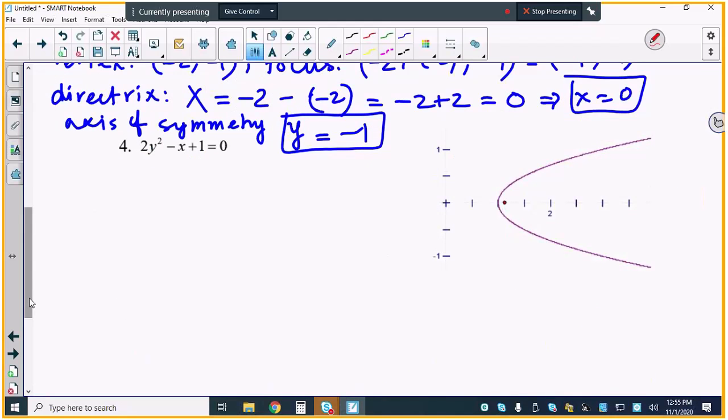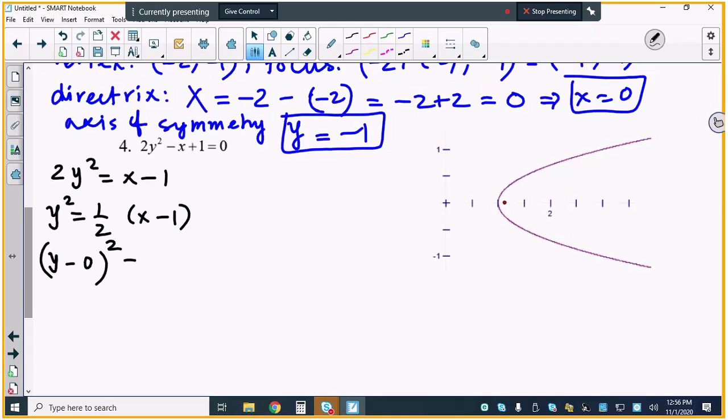The next one is a little easier, but again, y is squared. So as soon as I see that, I will first write it as 2y squared equal to x minus 1 to separate the x and y term. And now divide both sides by 2. So you say y squared equal to 1/2 times x minus 1. So now to give it the standard form, I will write y minus 0 squared equal to 4 times. Since I need 1/2, I multiply 1/8 so that the product is still 1/2, times x minus 1. So now I know h is equal to 1, k is equal to 0, p is 1/8.